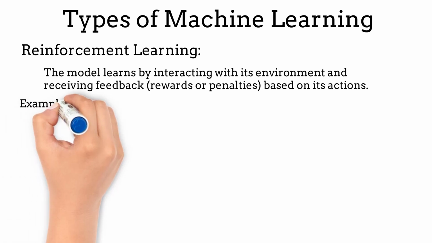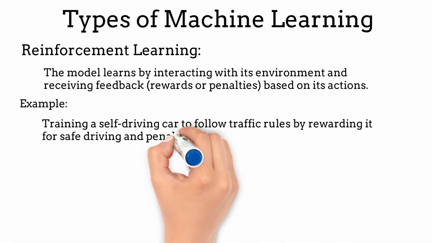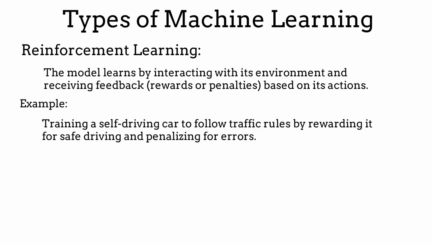Think about a self-driving car. The car's brain is constantly learning by interacting with the environment. If it follows traffic rules correctly, it gets rewarded, like staying on the road. If it makes mistakes, it gets penalized, like veering off course. Over time, it learns to drive more safely.